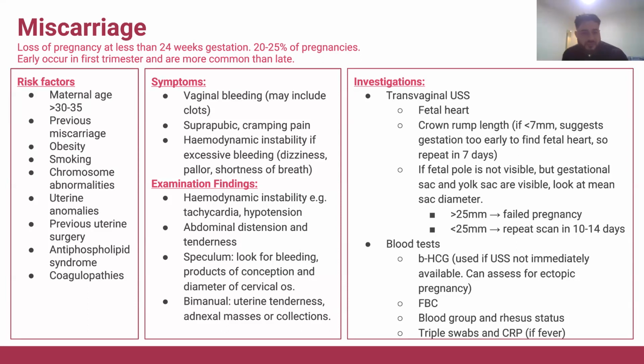In terms of the symptoms, so the main symptoms are things like vaginal bleeding. Your patient will begin to pass clots and they'll be complaining of passing clots, and the pain that they'll get will be a cramping sort of pain that's suprapubic. If there's excessive bleeding, then they can present with hemodynamic instability.